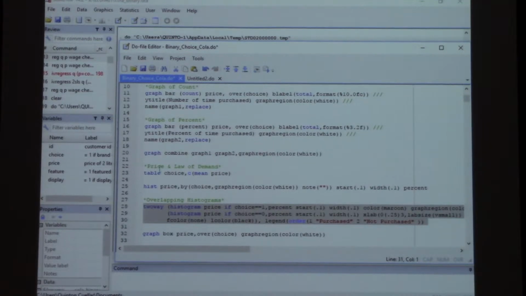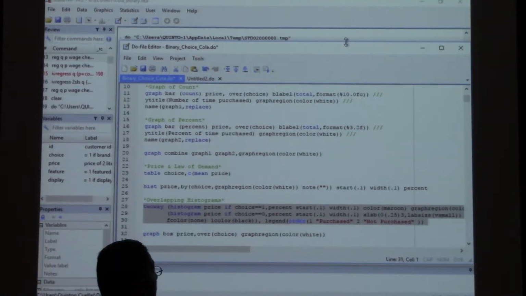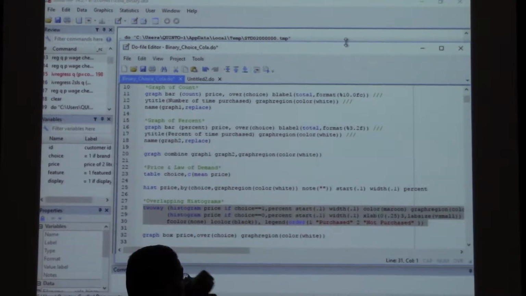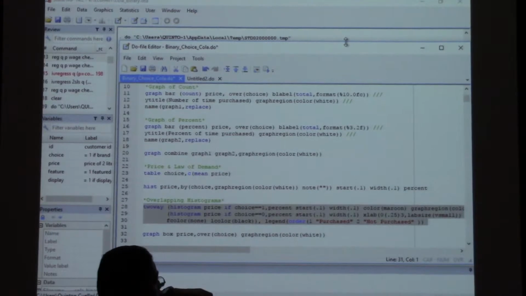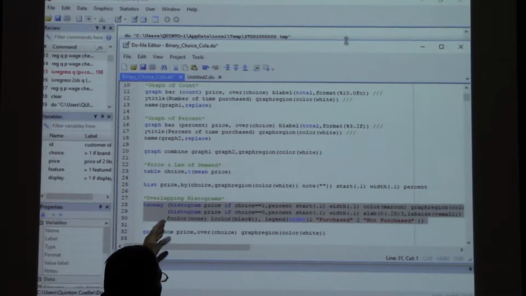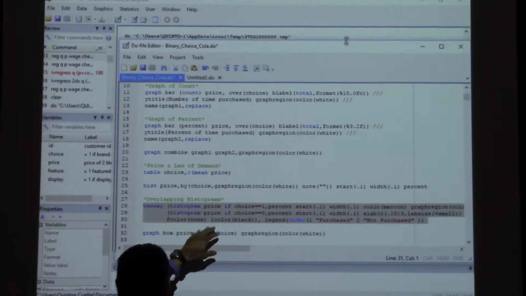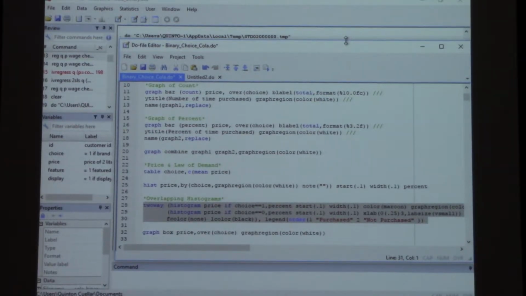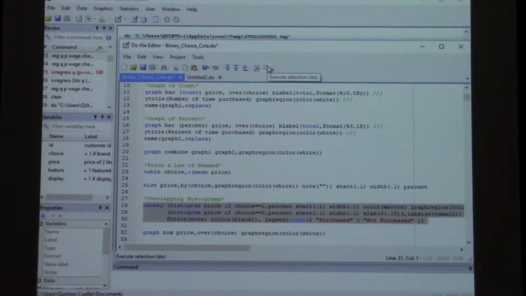Essentially what I'm going to do is overlap one histogram with the other. One of them I'm going to define as when they purchase, when choice equals 1. And the other I'm going to define as when they don't purchase, when choice equals 0. And I'm going to use the two-way command. So this first line is one histogram, the second line is the other histogram, and the rest of this stuff is basically going to make it look nice. So just the two-way command is what makes it overlap, and the rest is just all the aesthetics?